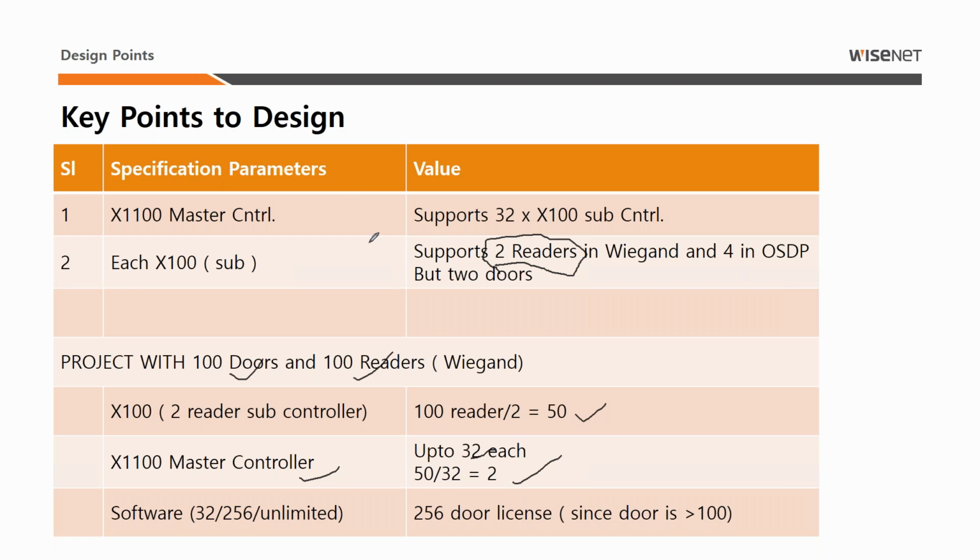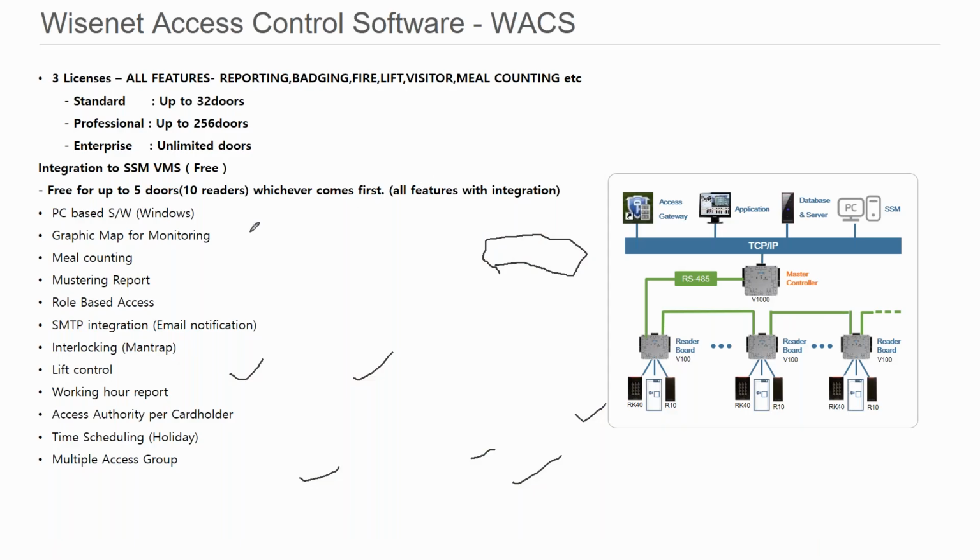The license is actually free if you have a small project. Let's say you have only 5 doors, it is free. But if you have more than that, say 100 doors, you have to buy, there are 3 options: 32, 256 and unlimited. If you have 100 doors, you must buy 256. You should not be looking for 32 plus 32 plus 32. That is not how it will be.